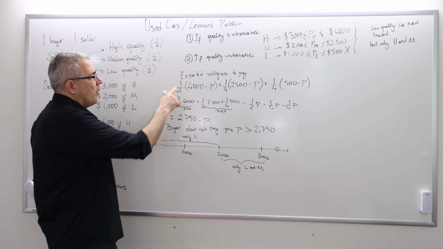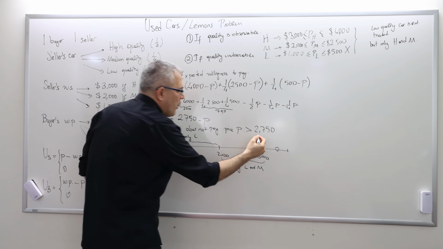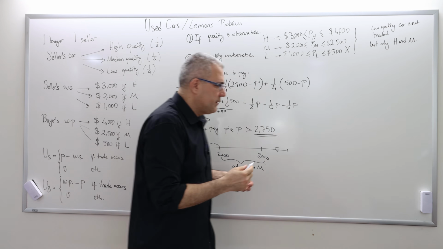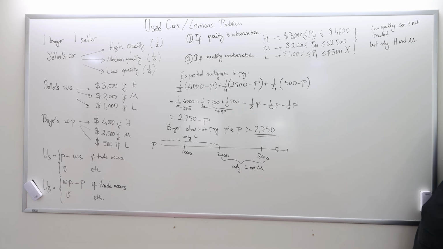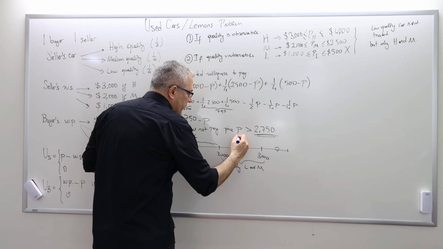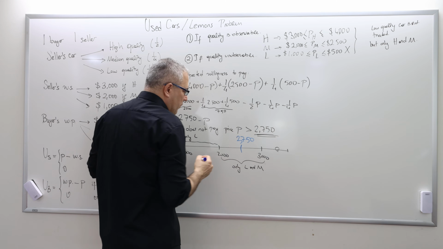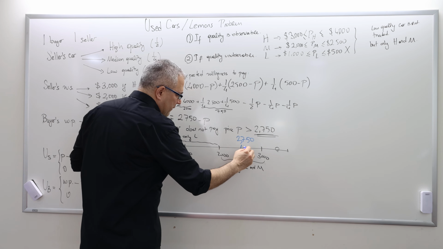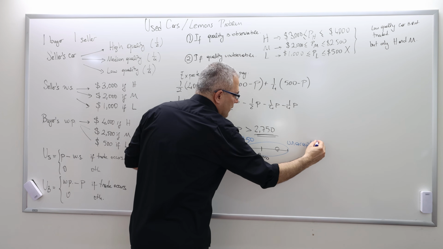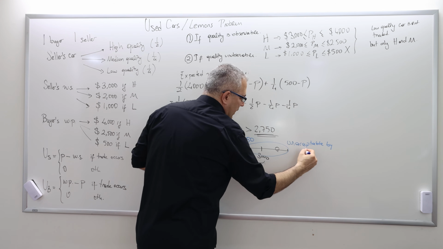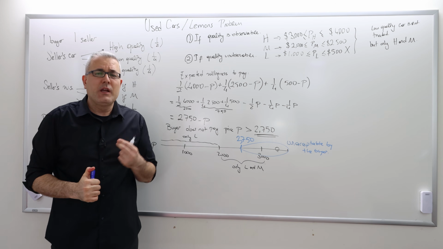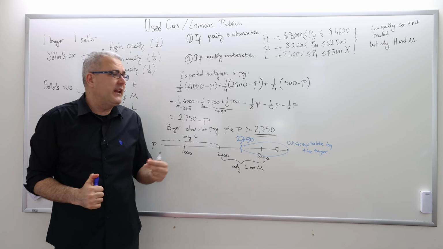So what do we know from the expected utility calculation? We know that the buyer is not going to accept price. Let's use a different color, if I may. So this is the kind of threshold price level for the buyer. Any price above this is unacceptable by the buyer, unless he can be sure that the car is a high quality car, and he can't.